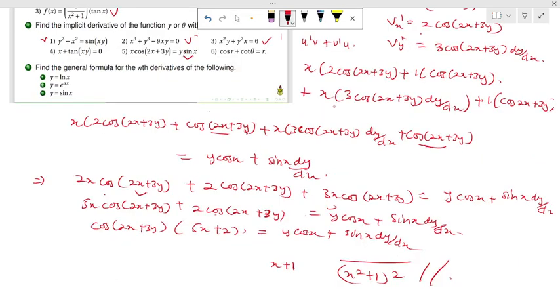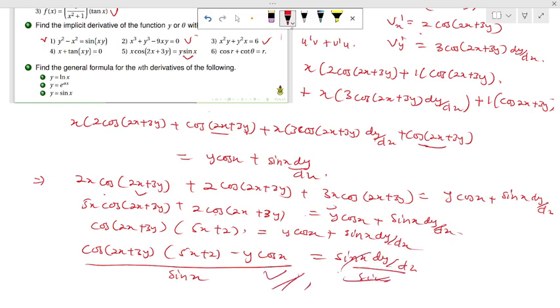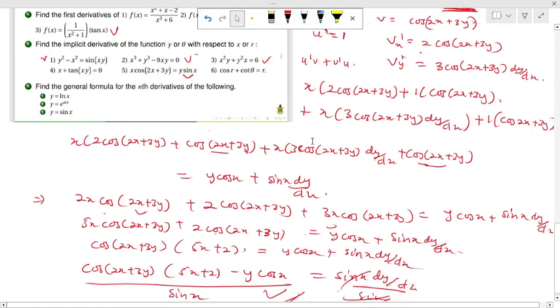So this is quite longer. So once I have this here, what do I do? The next thing is to make dy over dx the subject, but I have to subtract this. So I'm having cosine of 2x plus 3y, which is multiplying 5x plus 2 minus y cos x, then it's equal to sine x dy over dx. Then to find dy over dx, I simply divide through by what? Sine x, and I'm done. Sine x. So this cancels this and I'm having this. That's all. So this is quite a lengthy one, so watch closely.